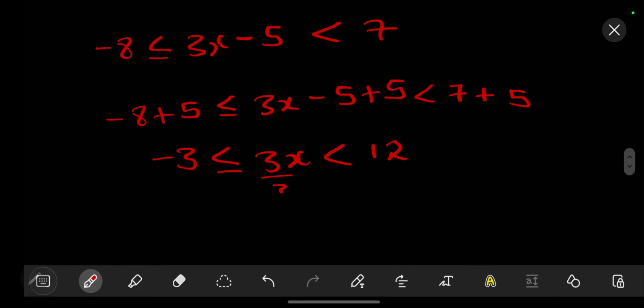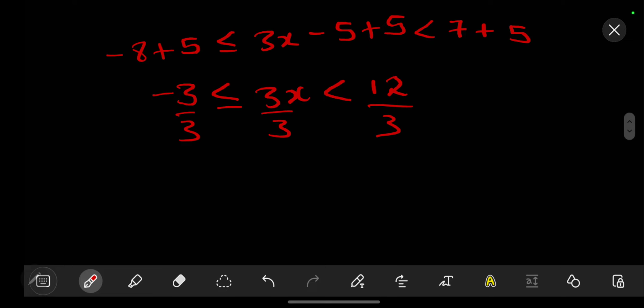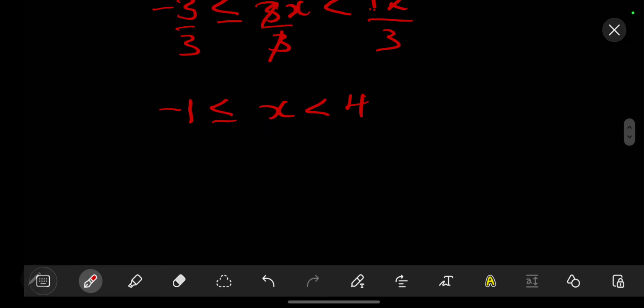From here you can divide by 3, divide by 3, divide by 3. So we are going to end up with negative 1 less than or equal to x less than 12 divided by 3. Since 3x divided by 3, this and this cancel. Then x is less than 12 divided by 3, which gives you a 4. So this is our answer.